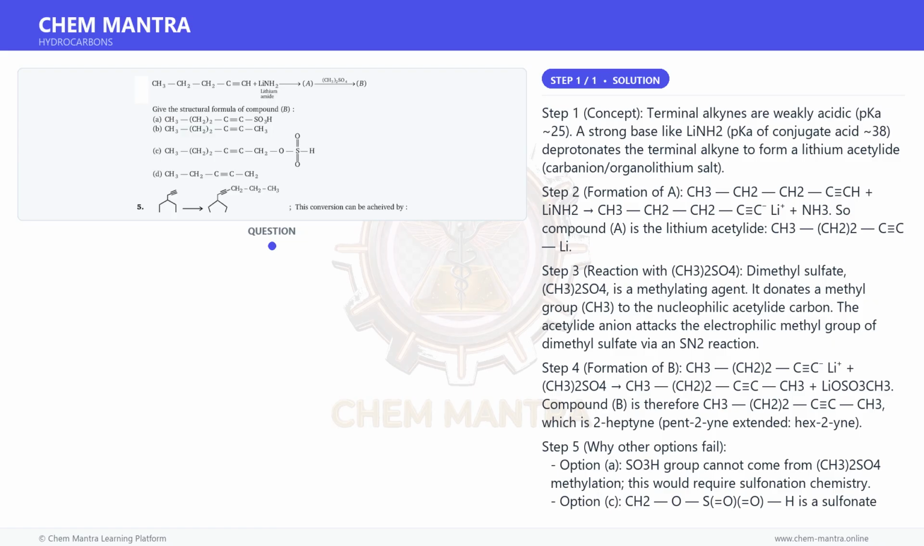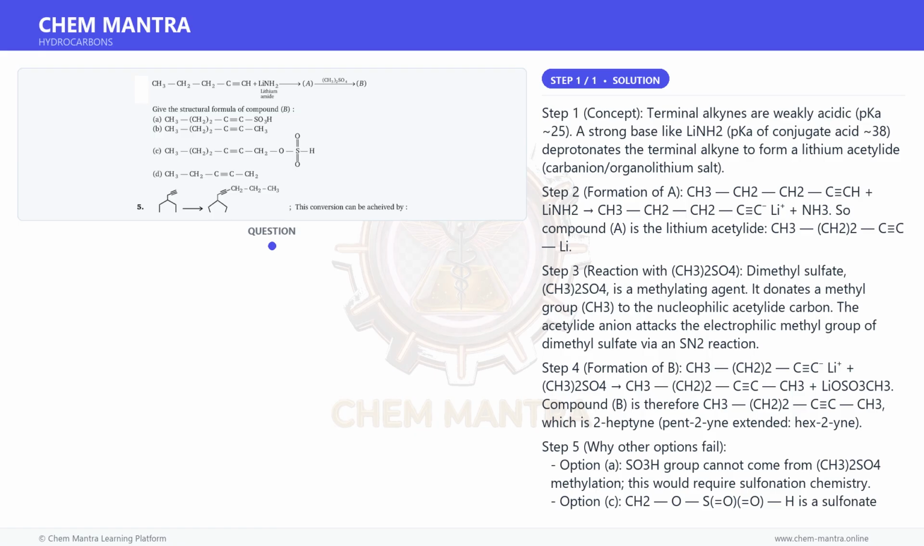Step 5. Why other options fail? Option A. An SO3H group cannot come from (CH3)2SO4 methylation. This would require sulfonation chemistry. Option C. CH2OS=O=OH is a sulfonate ester acid fragment, not the product of simple C-alkylation by dimethyl sulfate on an acetylide.